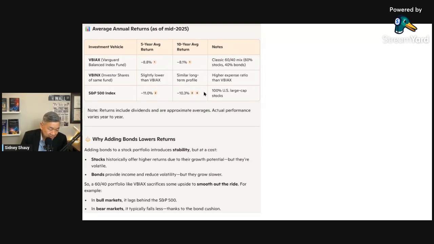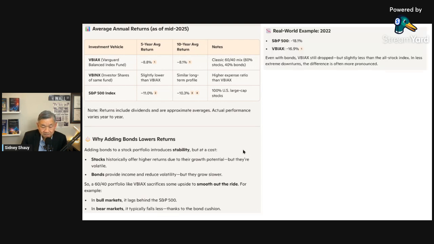All right. So adding bonds lowers returns, but it introduces more stability. It smooths out the ride. But the problem is that when you most need it, that relationship may break down. So this is an example that happened in 2022. The S&P 500 went down 18%. The 60/40 fund went down 16.9. It did help, but it didn't really hedge the way we intended for it to work.